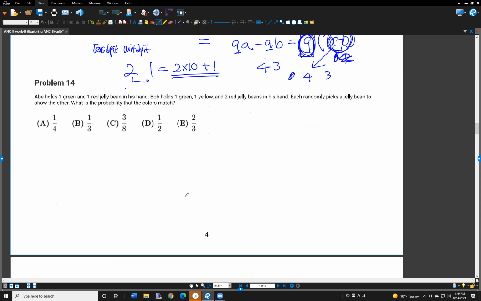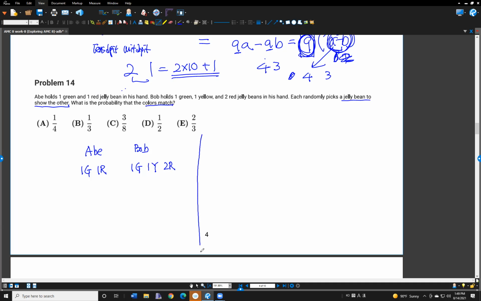All right, a little harder one, number 14 now. Everybody try this one. Abe holds one green and one red jelly bean in his hand. Bob holds one green, one yellow, and 2 red. Each randomly picks a jelly bean to show the other. What is the probability that the colors match?